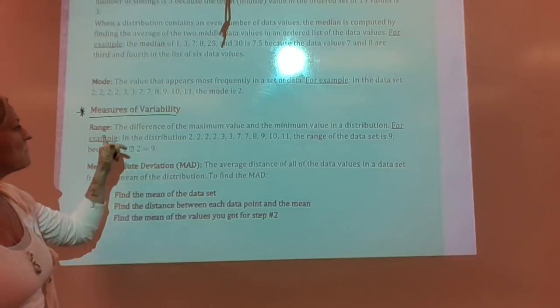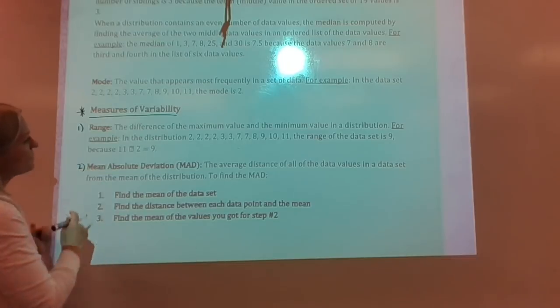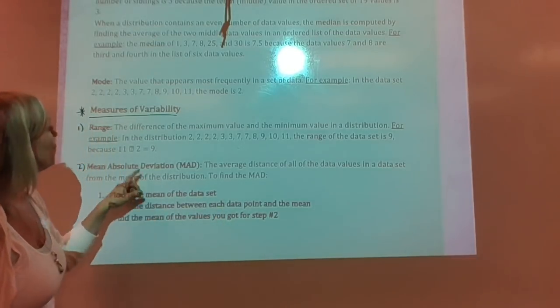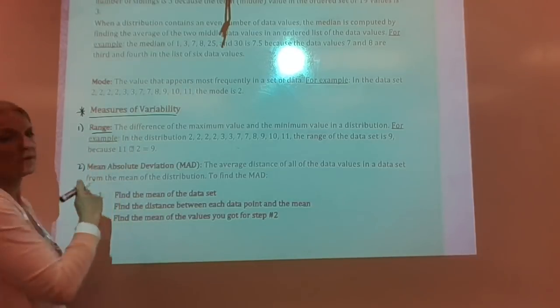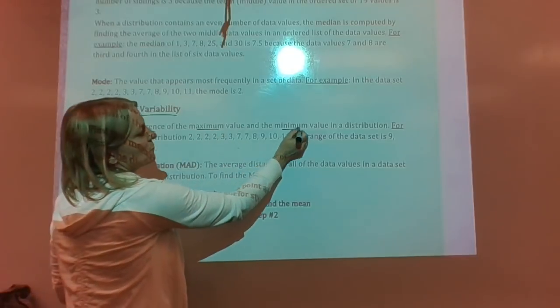Okay, these are our measures of variability. We just have 2 of them. Again, variability means how much do the numbers vary from one another. We have the range, which you probably are familiar with. Range is just the difference in your maximum and your minimum number.